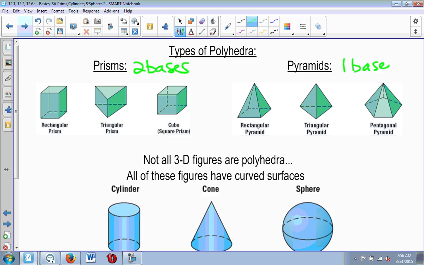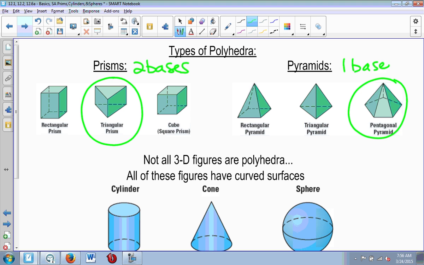So this middle one here has triangle bases. That's why it's called a triangular prism. Same thing's true for pyramids, except they have one base and they come to a point on the top. So we've got here on the right-hand side, it's called a pentagonal pyramid because the base is a pentagon and then it comes to a point on the top.